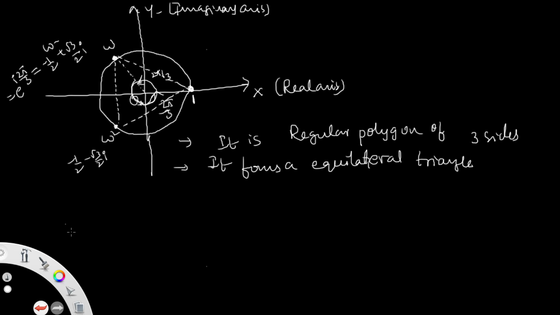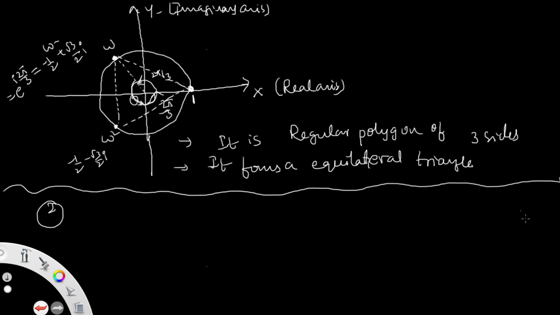Similarly, for the second one, we now take x equal to 1 to the power of 1 by 4. Now the cube roots of unity is over. Next I am doing x equal to 1 to the power of 1 by 4, that is x power 4 equal to 1.